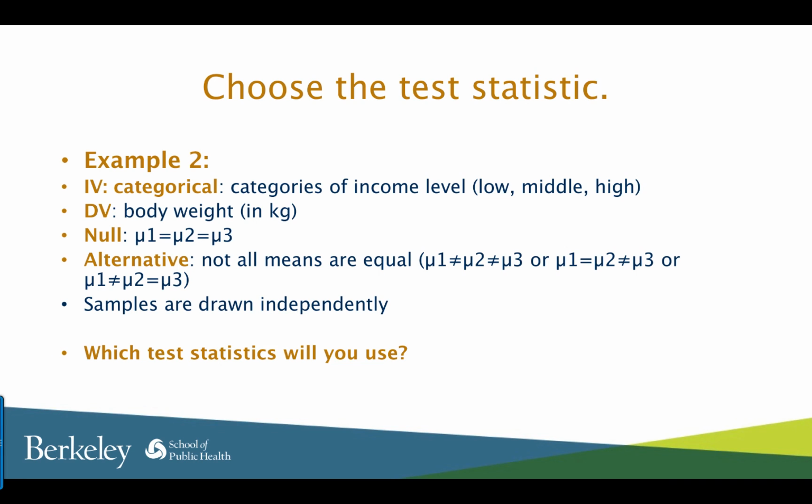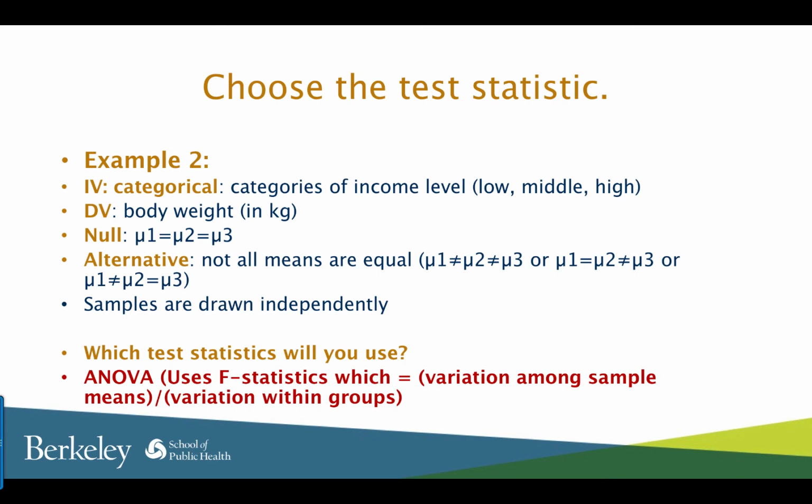Okay, so here we are going to use ANOVA. ANOVA uses the F statistic, which basically is variation among sample means divided by the variation within the groups. So basically, the T statistic we use when we have two groups, and when we have more than two groups, then we use ANOVA. Okay, that brings us to the end of the lecture on developing our analysis plan and statistical test.